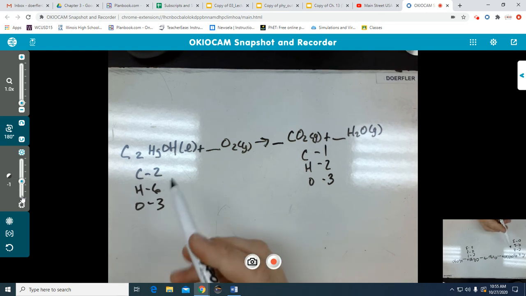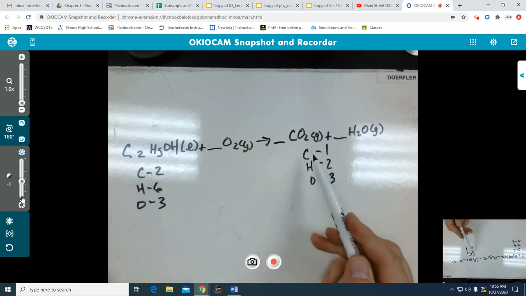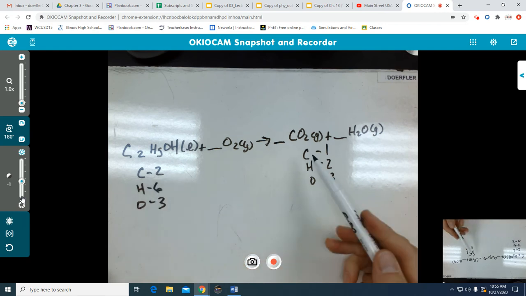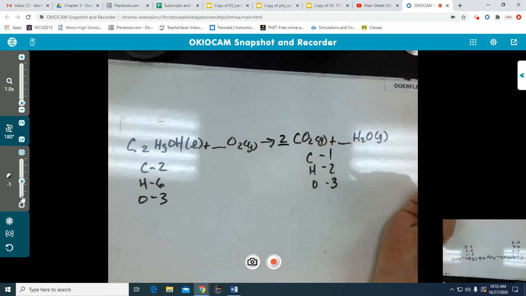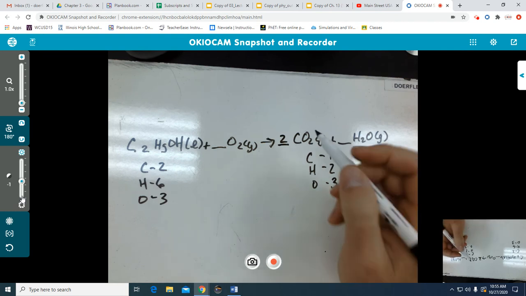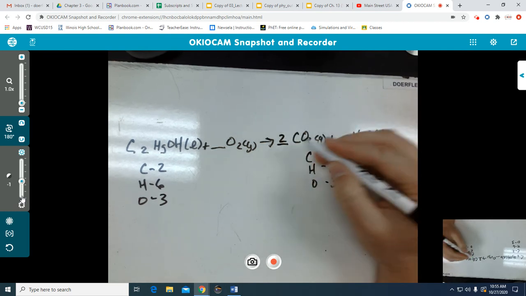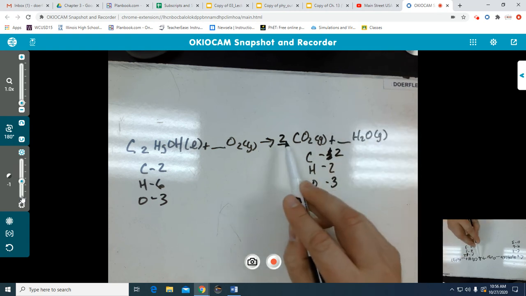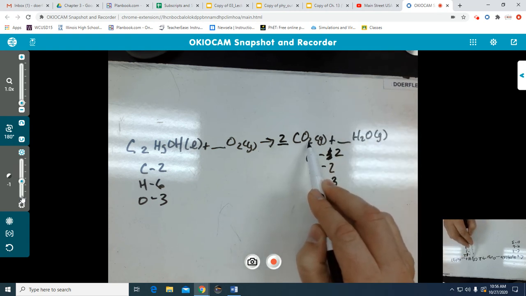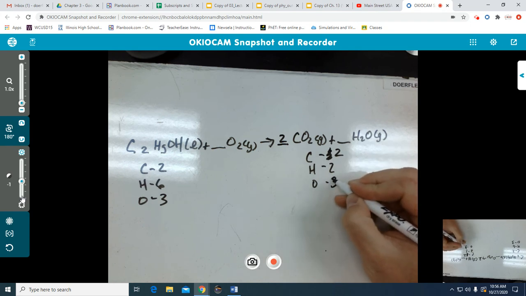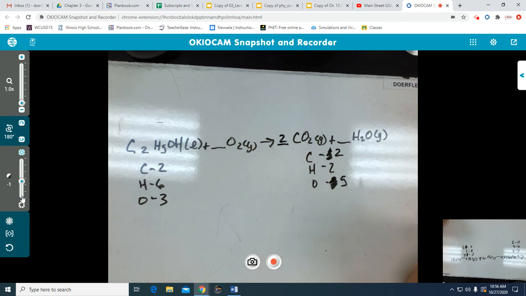So again, where do we want to start? How about let's start simple. We have carbon. We have 2 carbons on the left, 1 carbon on the right. Let's put a coefficient of 2 in front of the CO2. And before we go any further, let's change our numbers. So that gives us 2 carbons here. But now we have 4 oxygen plus 1, so 5 oxygens now. So next we need to figure out what we are going to do now.